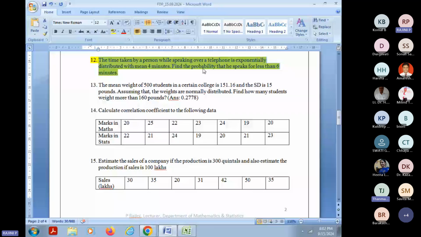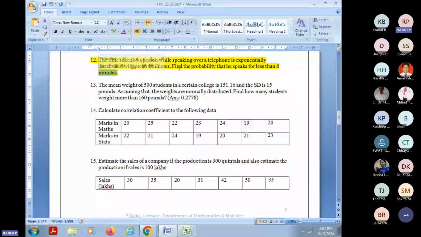Mean is 4, ma'am. Yes, mean is 4. Okay, mean is 4. And you need to find the probability that he speaks for less than 6 minutes. Now here, they are concentrating on a time, minutes. They are concentrating on a time. Then the data follows what?